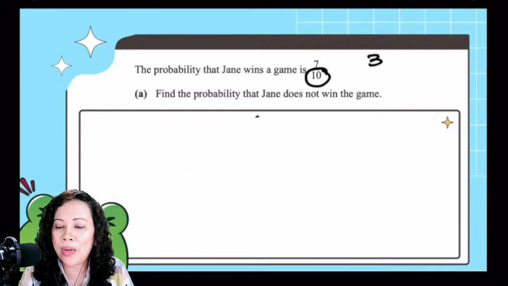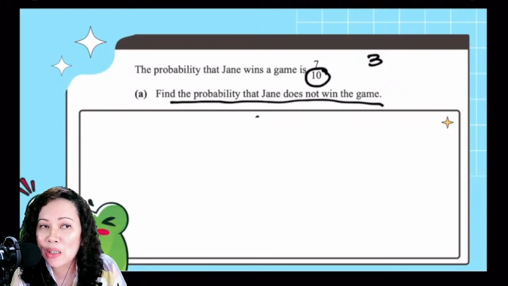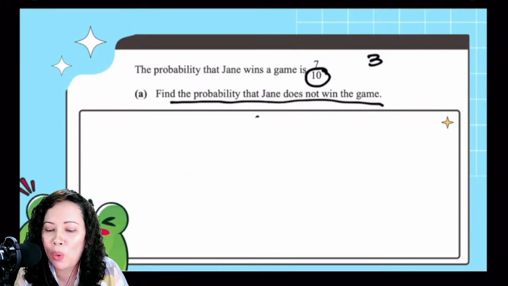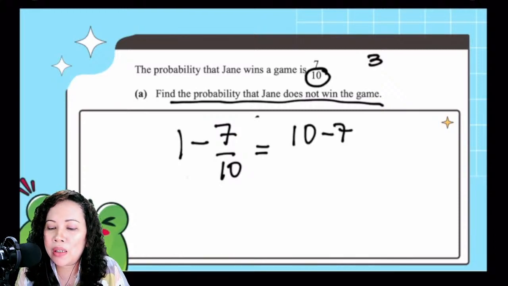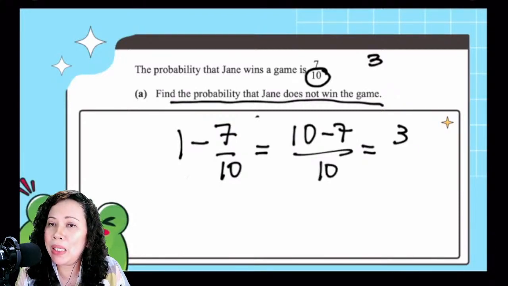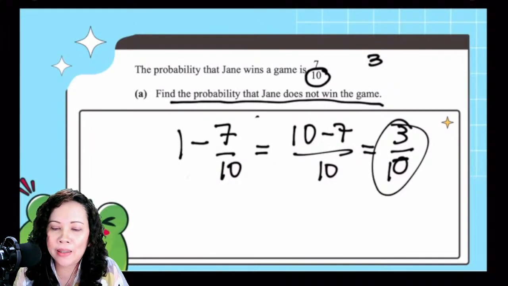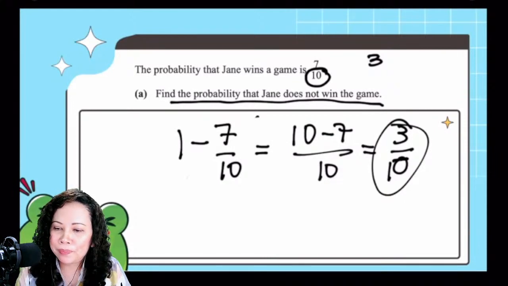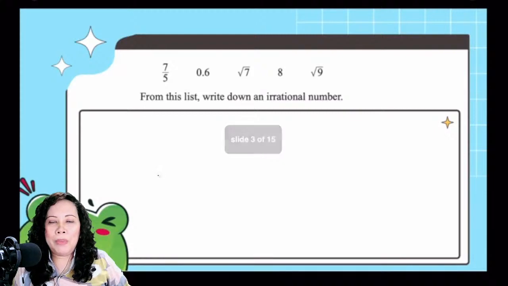So the question is, find the probability that Jane does not win the game. If you are asked to show your working, this will be 1 minus 7/10, which would be 10 minus 7 over 10. That will be 3/10. So that's your probability that you will not win the game, right? So it's always 1 minus. Okay. So the other topic, I hope probability is clear.